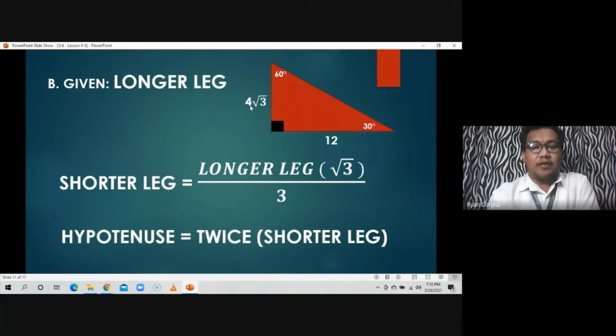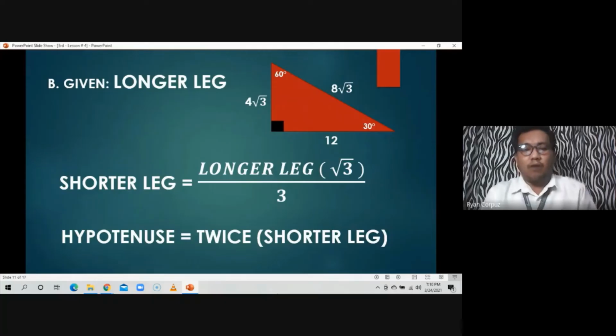Twice the shorter leg, that's 4 times 2. You'll come up with 8, then copy square root of 3. Hindi pwedeng sabihin na mas mataas yung measure ng shorter leg, ng longer leg na to than the hypotenuse. When you simplify 8 square root of 3 using calculator, you'll find out that still mas mataas pa rin yung measure of this hypotenuse than this longer leg. So the measure of the longer leg of the hypotenuse is equal to 8 square root of 3.